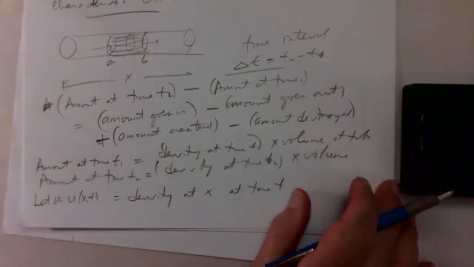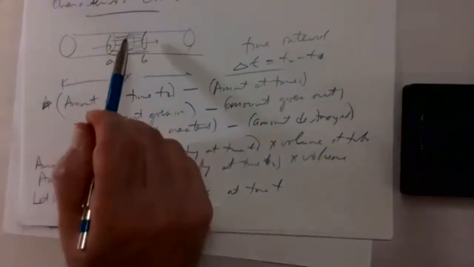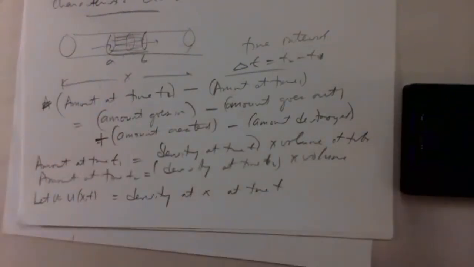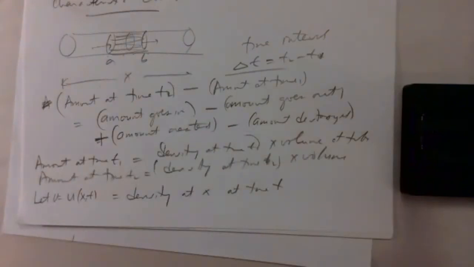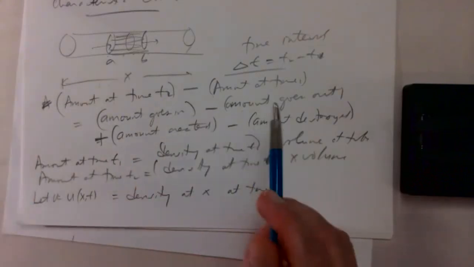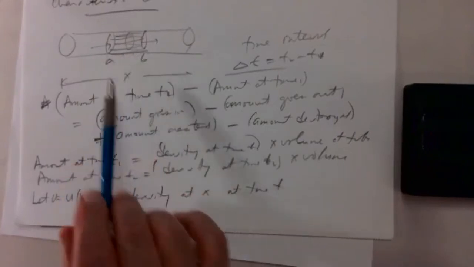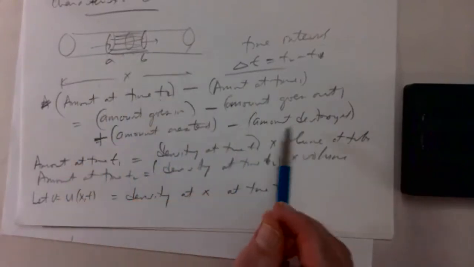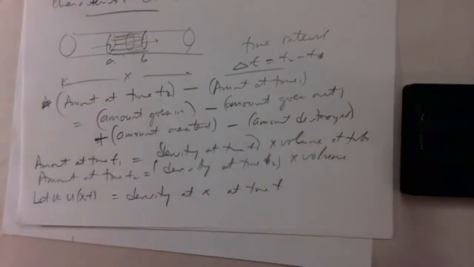What does it mean, for example, to talk about the amount that's destroyed inside? Suppose you had some volume of material and nothing was going in or going out, but it was some radioactive substance. You have a container of uranium. And over a period of time, some of the uranium decays. That means some of the uranium is destroyed. So the amount would decrease from time T1 to time T2 because a certain amount of the uranium inside the tube was destroyed. So that's a way to think about this picture.